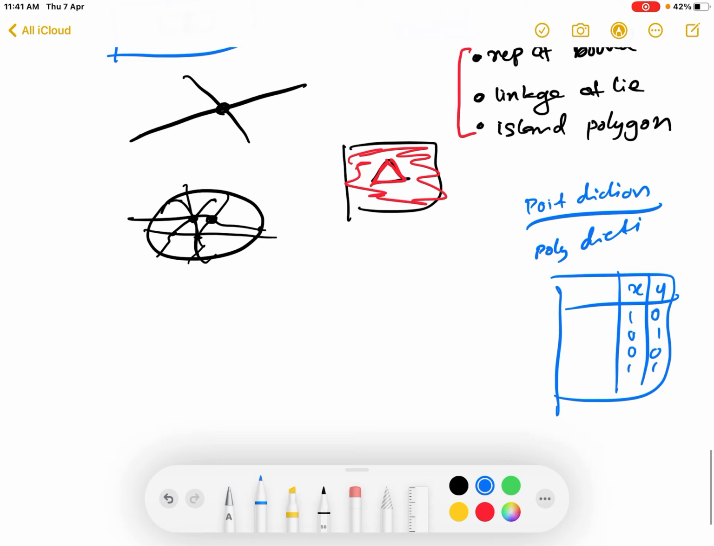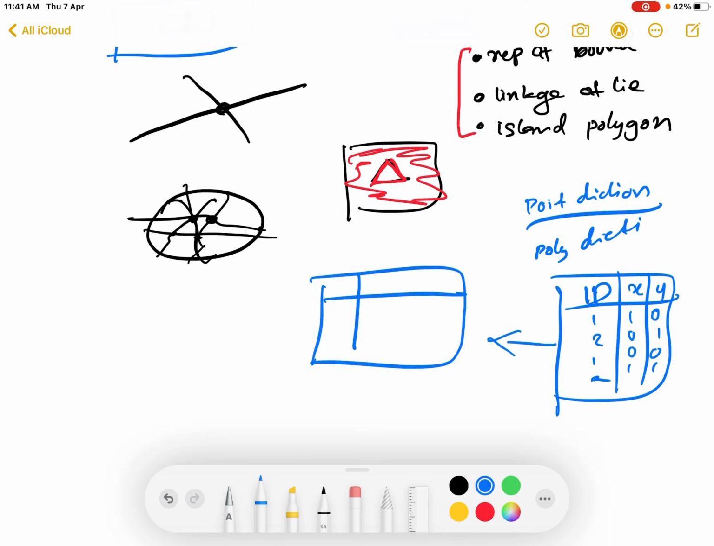In the point dictionary, you will show the xy coordinates, like 1 0, 0 1, 0 0, 1 1, all these things, and then you will assign an id for each, that is 1, 2, 3, 4, like that. Then you will have a polygon dictionary. Similarly, the polygon dictionary will have an id and show the points there.